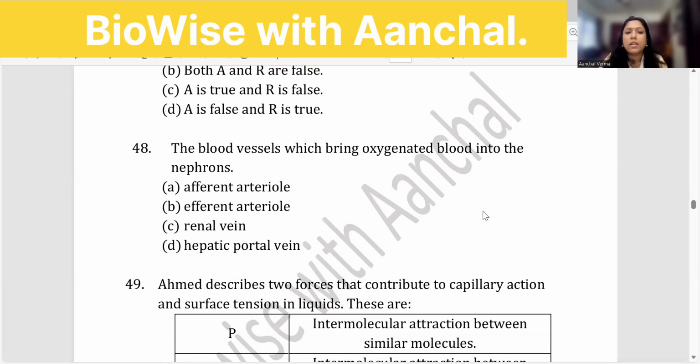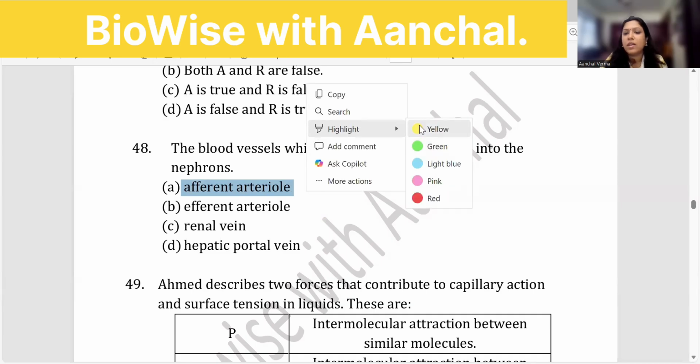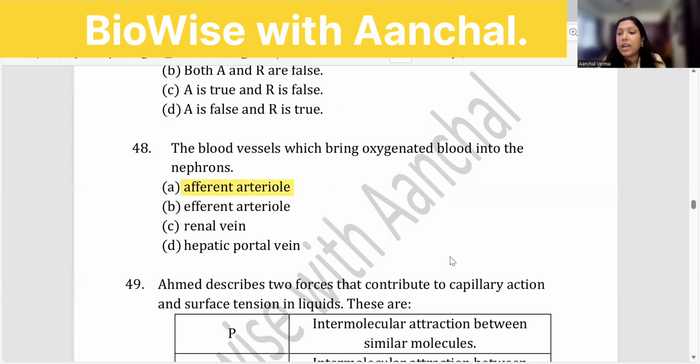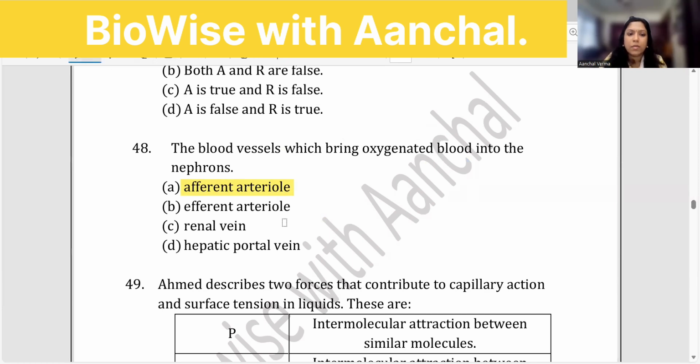Okay. The blood vessel which brings oxygenated blood into the nephron, oxygenated blood, there should be an arteriole, and which brings, aata hai, arrival is afferent. Exit is efferent. Okay. Arrival and exit. Arrival is afferent, exit is efferent. Okay. Moving to the next.